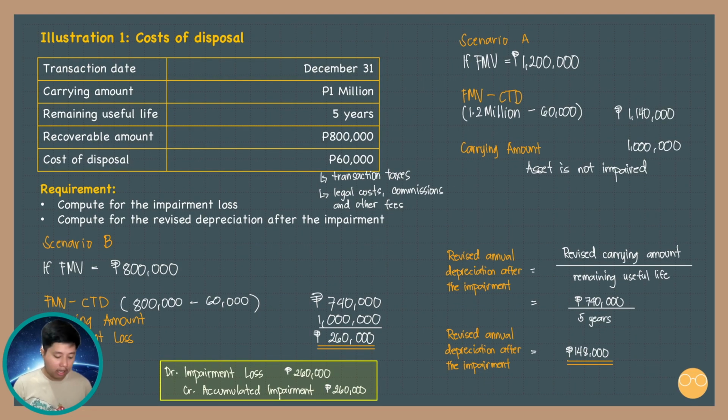The following are the case facts. Requirement: we have to compute for the impairment loss and for the revised depreciation after the impairment. The cost of disposal amounting to 60,000 can be transaction taxes, legal cost, commission, or other similar fees. Let us have two scenarios. We have a fair market value amounting to 1.2 million and a fair market value amounting to 800,000 for scenarios A and B respectively.